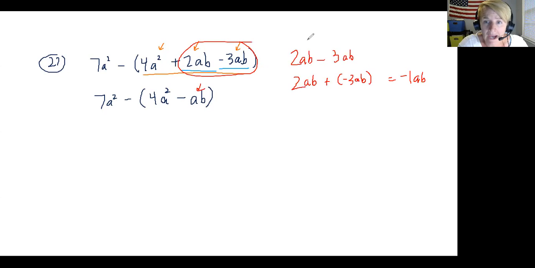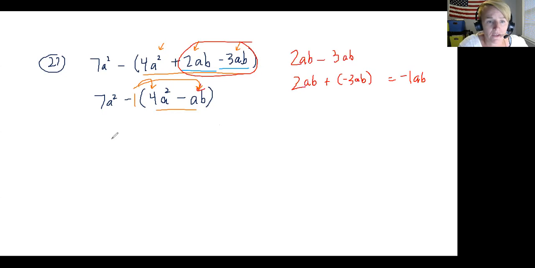Okay, so now going back to my parentheses, these are not like terms. A squared and whatever a times b isn't like. I can't do anything with it. I can't get rid of the parentheses. I have no choice again but to distribute. Remember, there's an invisible 1 here, so I'm going to distribute, multiply this by the first term, and then I'll multiply it by the second term.